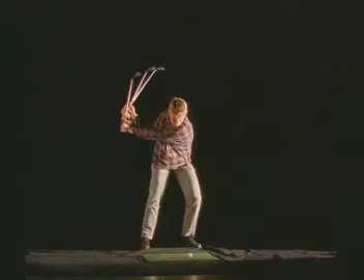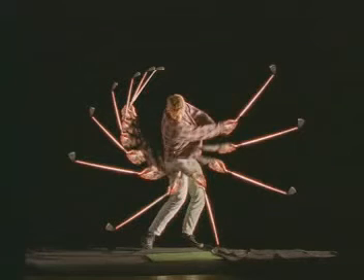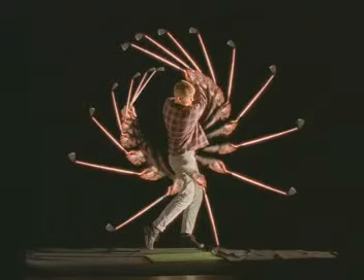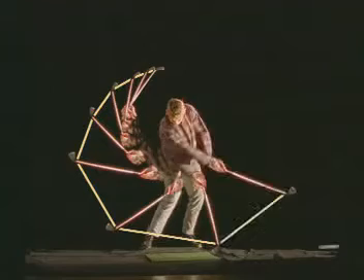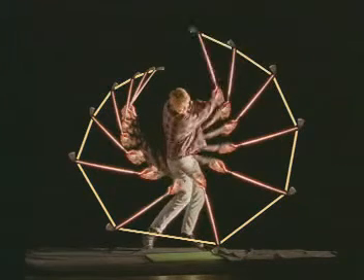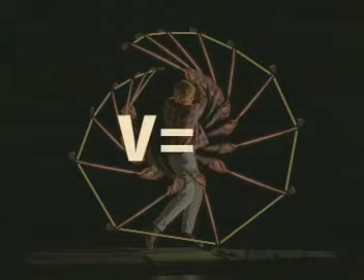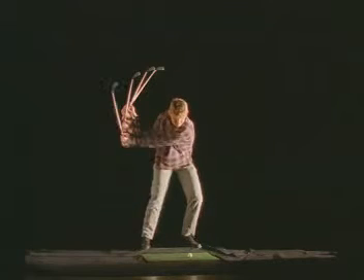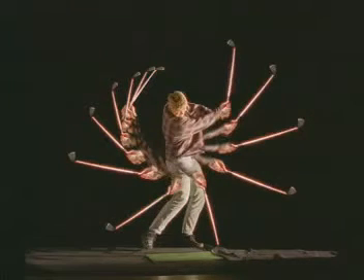Freeze the action every 20th of a second, and the distance travelled by the club head varies. The time interval stays the same, but the distance travelled increases and then decreases. Speed is distance moved divided by time taken. If the time interval stays the same, but the distance travelled changes, the speed must be changing too.